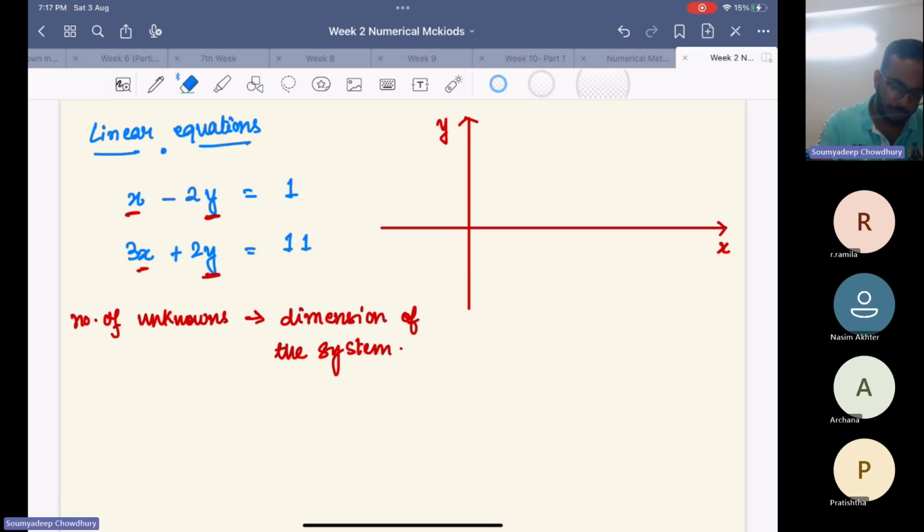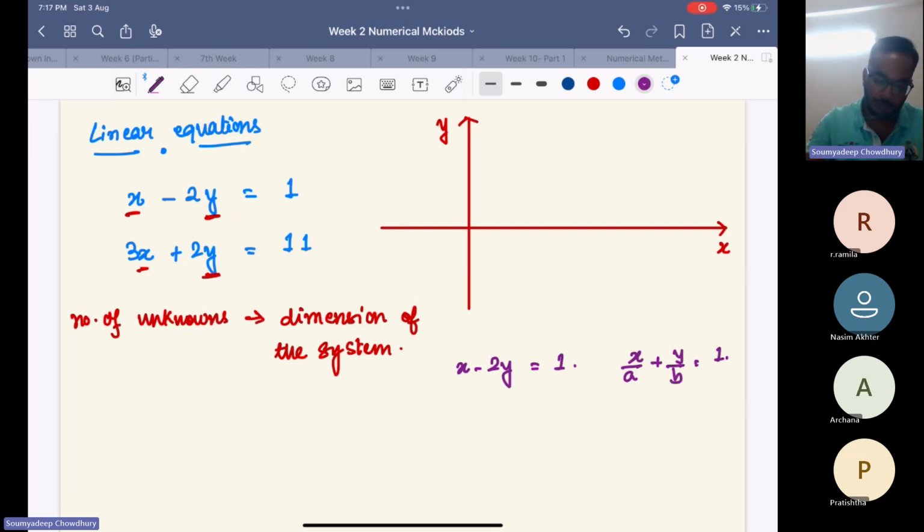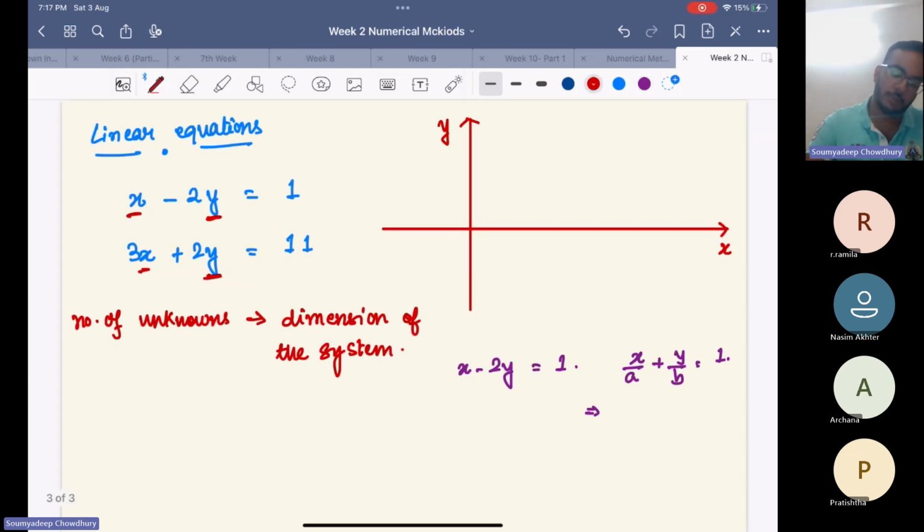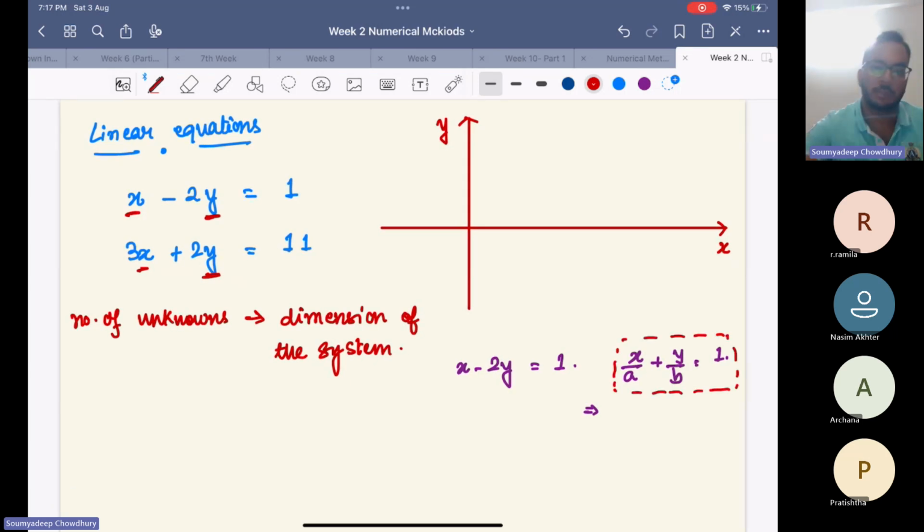The first equation I have is x minus 2y equals 1, right? So we know the general equation of a line. If I write it like this, x by a plus y by b equals 1, then this is a 2D equation. If I want to draw a graph, there are many methods: you can find the slope, or the x-intercept and y-intercept. But if you represent any equation in this form, x by a plus y by b equals 1, we can plot that equation, right?